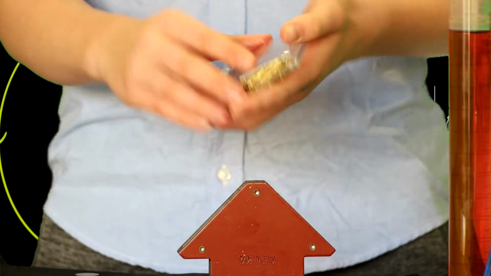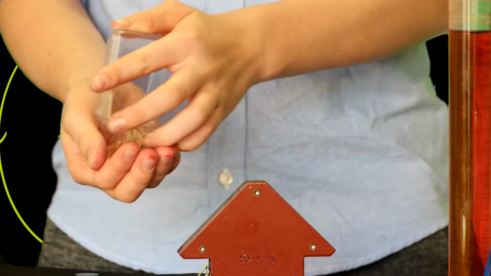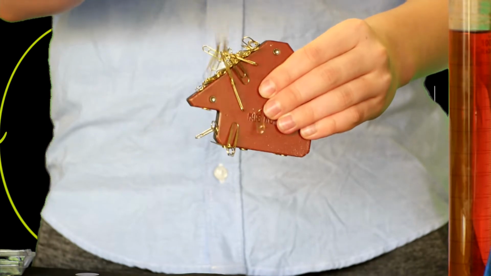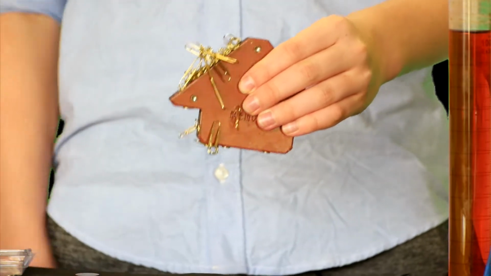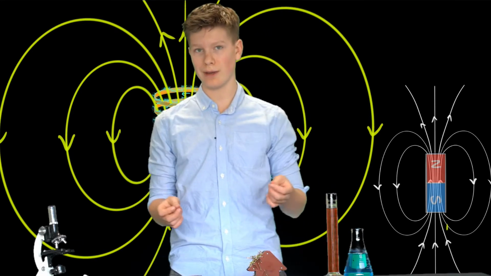These are some standard paper clips. I'm just going to take some in my hand. Look at what happens when I do this. They stick on there just fine. It's definitely a magnet. With our magnet right here, I'm going to tell you something really special about magnets.